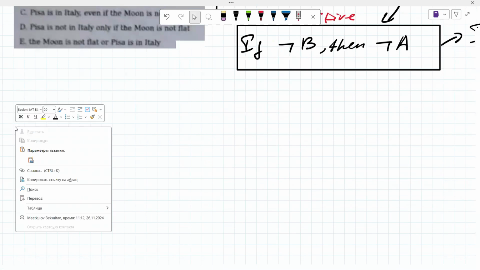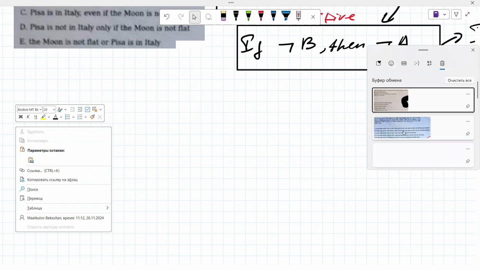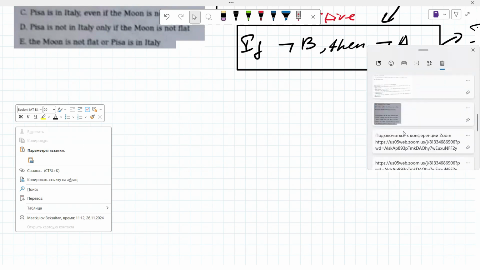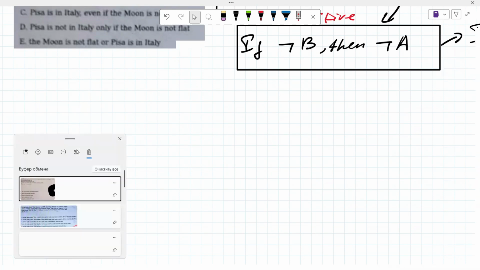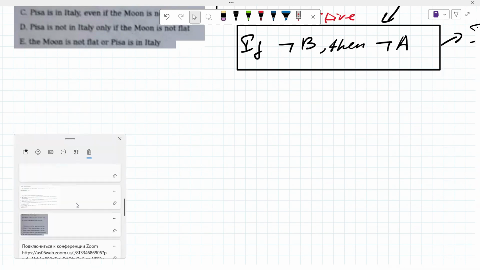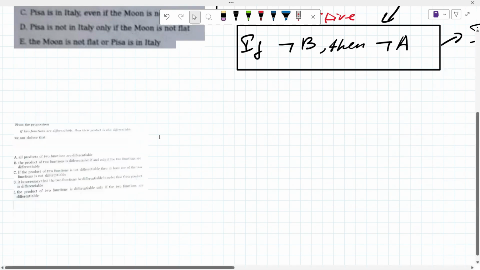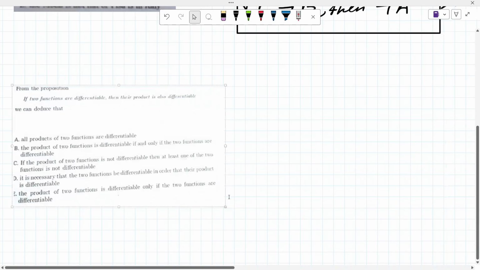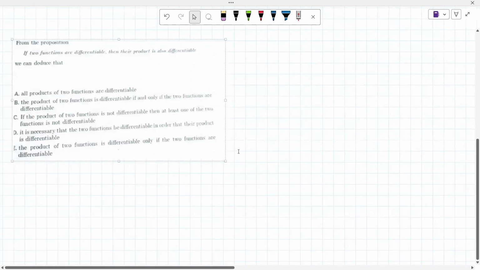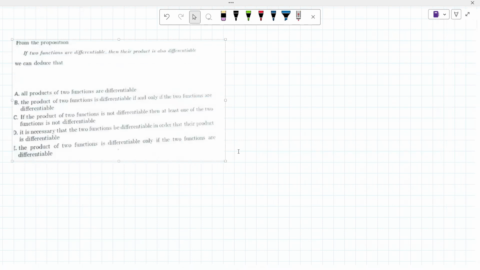The second one was a little bit harder. If I'm not wrong, it was about a math problem. Let me see if I can place it here. Okay, the second one was, if two functions are differentiable, then their product is also differentiable.